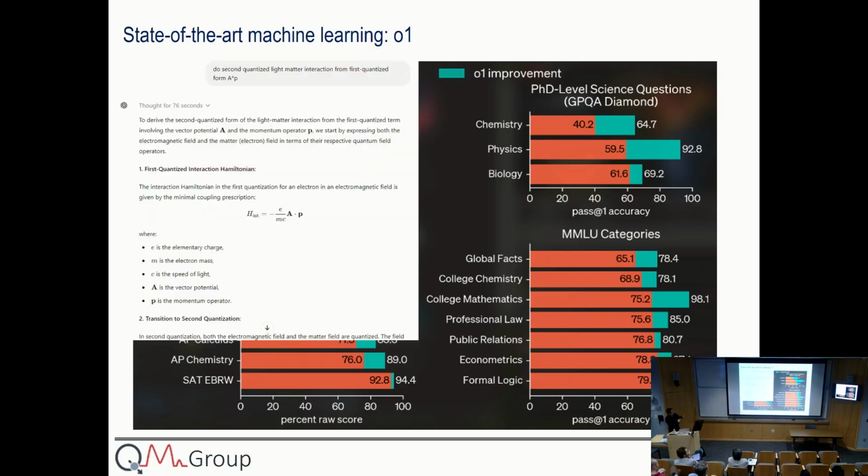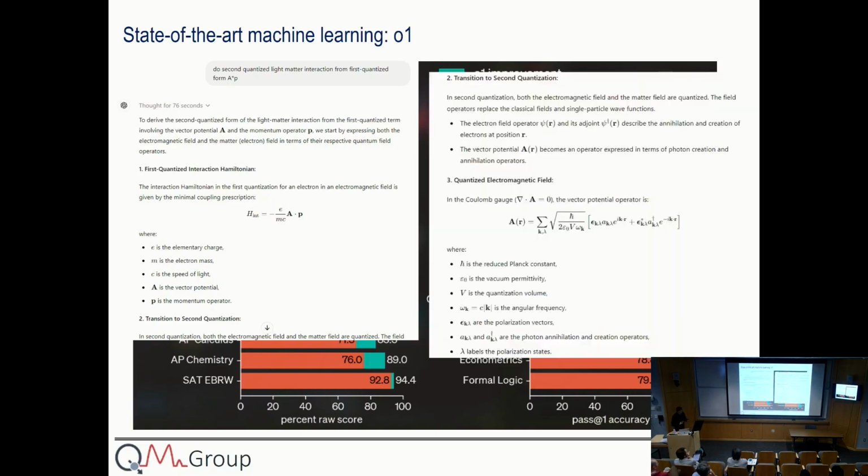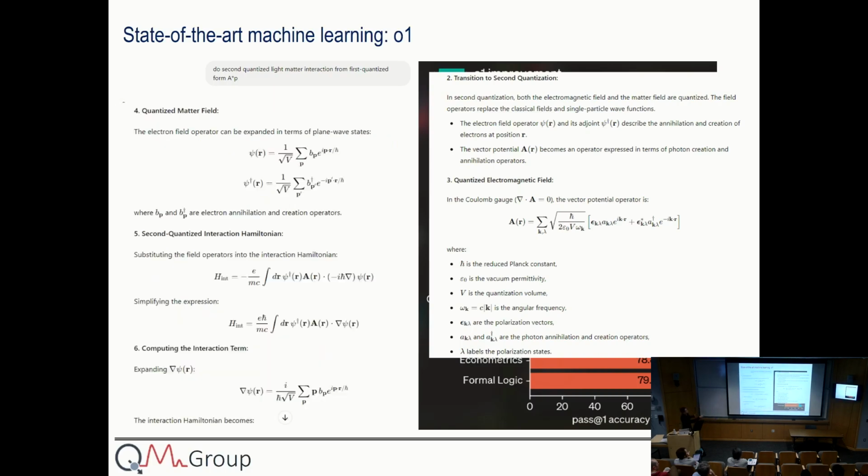So I was very curious when it first started and did some quick tests. Imagine that many people here are doing theory, and the question is, can we write down the second quantized form for the light-matter interaction, from the first quantized form, the A dot P? Then do this step by step, writing down the Hamiltonian, then the quantized operator form for the vector potential. Eventually we can substitute the single electron orbitals and finally write down this interaction Hamiltonian.